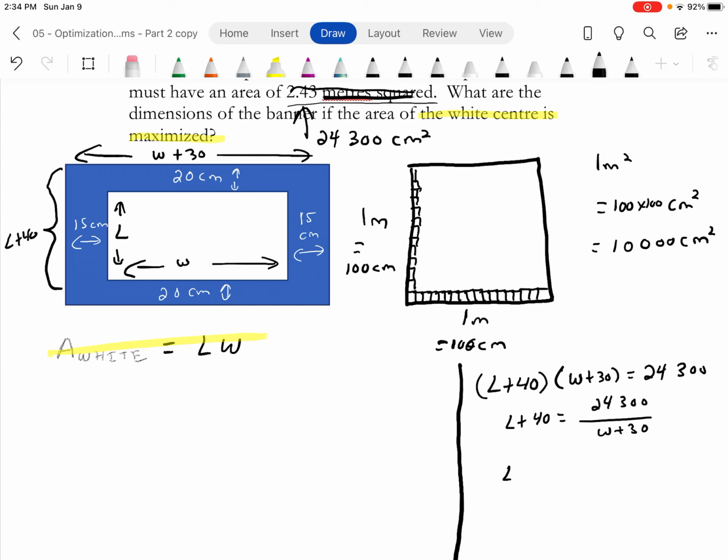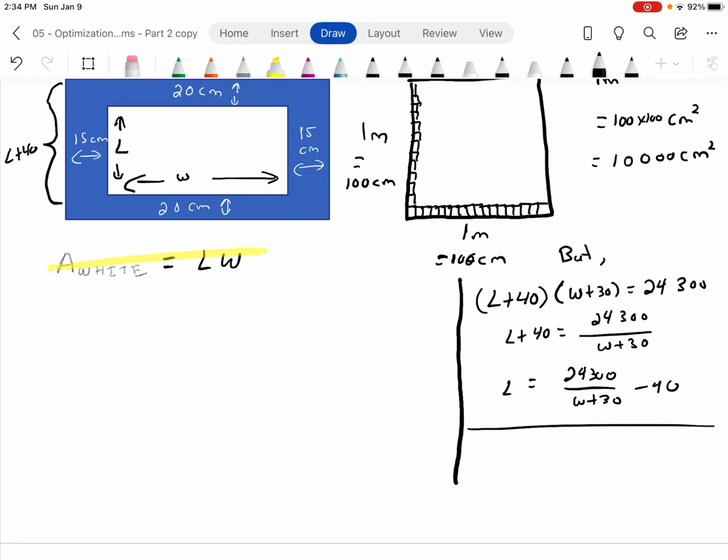And so then I get L plus 40. Oops, not L plus 40. We don't need L plus 40 anymore. I'm going to move that 40 over. Here we go: L is 24,300 over W plus 30, and then subtract the 40. I did some work over there to tidy that up. So that's my side work.